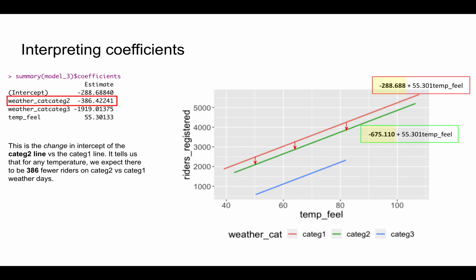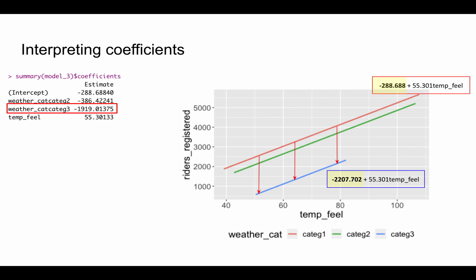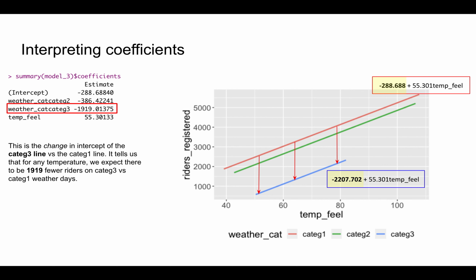We can similarly interpret the Category 3 coefficient as a bump or change in the intercept of the Category 3 line versus the Category 1 line, dropping it in this case by 1,919 riders from negative 288.688 down to negative 2207.702. Thus, at any temperature, we expect there to be roughly 1,919 fewer riders on Category 3 versus Category 1 weather days.